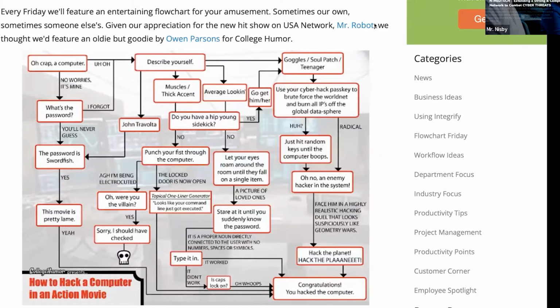Oh crap, a computer. No worries, it's mine. What's the password? I forgot. You'll never guess. The password is swordfish. Yes, this movie's pretty lame. I'm not gonna go on too much further here. Congratulations, you hacked the computer.